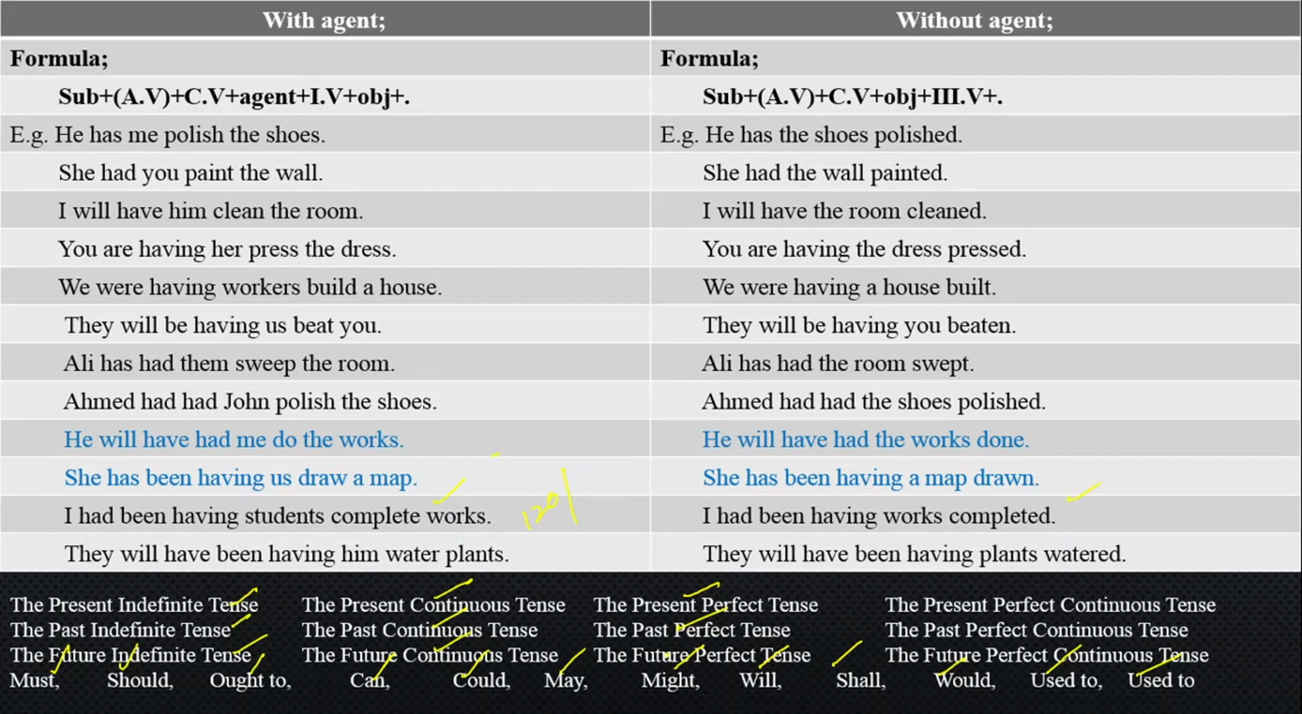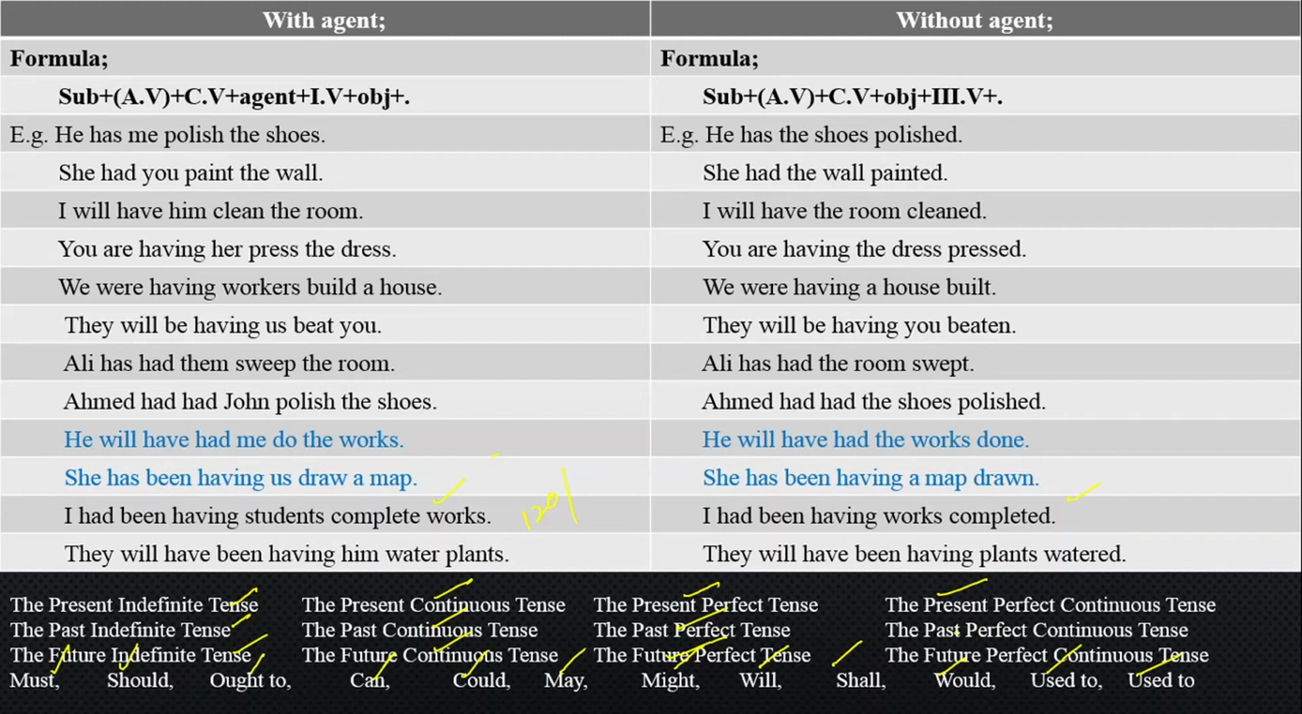I will have had works completed. I will not have had works completed. Will I have had works completed? Will I not have had works completed? Won't I have had works completed? I have been having works completed for a day. I have not been having works completed for a day. Have I been having works completed for a day? Have I not been having works completed for a day? Haven't I been having works completed for a day?